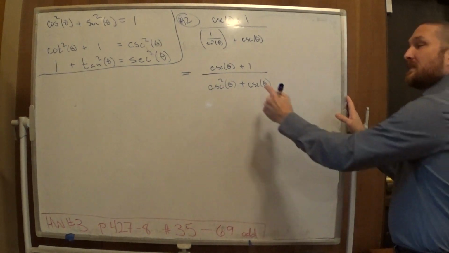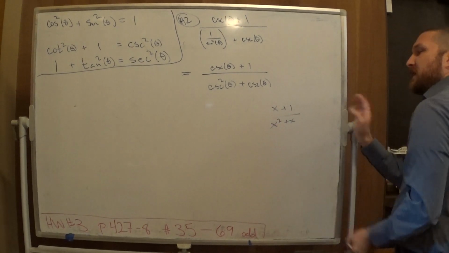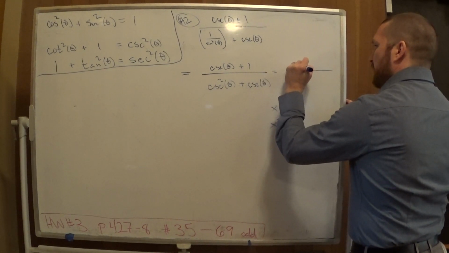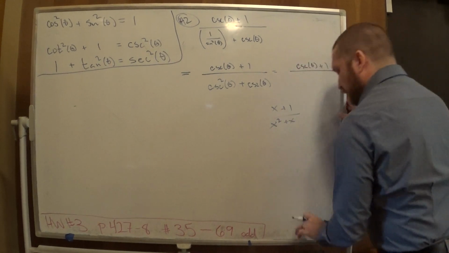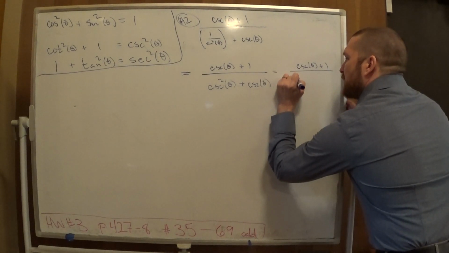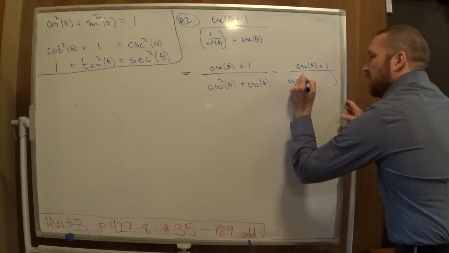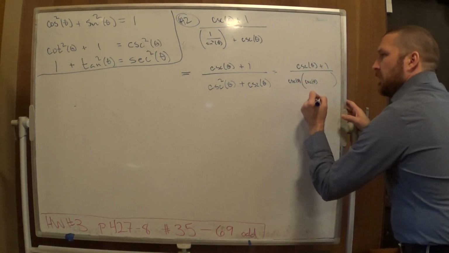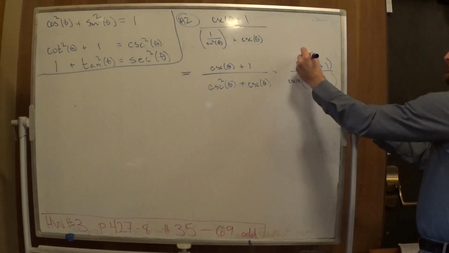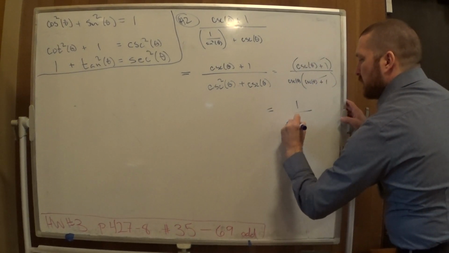Because this is the same thing as x plus 1 over x squared plus x. And if you factor one of them out, look at what's about to happen. We have cosecant theta plus 1. I'm going to factor one of those cosecants out, and I'm going to have cosecant theta times what's left over. I pulled one out, leaving me one of them: cosecant theta plus 1. Does something cancel? They're cosecant theta plus 1. There we go. And so we have 1 over cosecant theta.